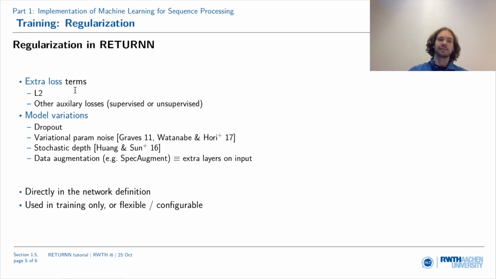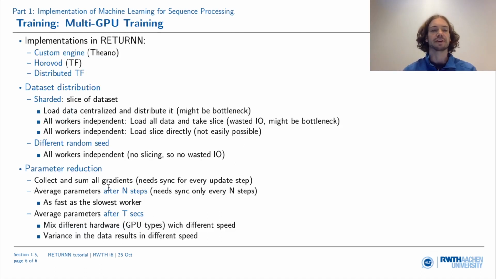Regularization is very standard. You have extra losses, L2, other auxiliary losses, or model variations like dropout and other things, or data augmentation like SpecAugment. These are just extra layers on the input that are only used in training. Or you can also configure that in any way you want. So this is all in the same config.